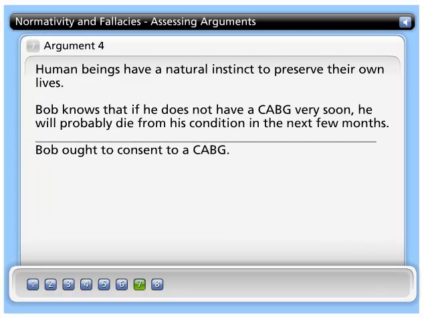Here's another one. Human beings have a natural instinct to preserve their own lives. Bob knows that if he does not have a cabbage very soon, he will probably die from his condition in the next few months. Therefore, Bob ought to consent to a cabbage. What about this argument? Is the first premise normative or not? Well, that's interesting because it brings up the question of whether natural is good. We usually believe that natural is good. That's why we have natural foods. And we have a tendency to connect artificial with bad. However, unless this is made explicit, unless the argument includes the claim that what is natural is good, this first premise is not normative. Even if this premise is true, that does not in itself tell us that we ought to follow our natural instincts. The argument commits the naturalistic fallacy.